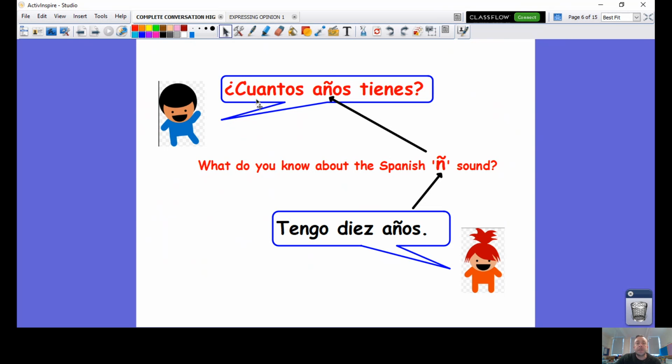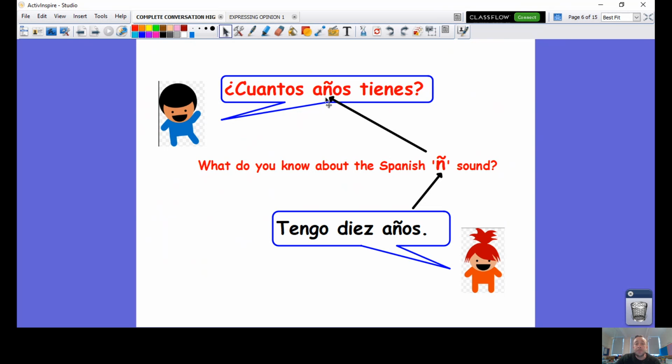Let's say that question again. My turn first. ¿Cuántos años tienes? Excellent pronunciation, well done. And the young lady replies, she says, Tengo 10 años. So what do we think that question is asking? If the answer is Tengo 10 años, the question is asking what? Excellent. How old are you? How old is the girl? That's right. She's 10. She has 10 years. She is 10 years old.